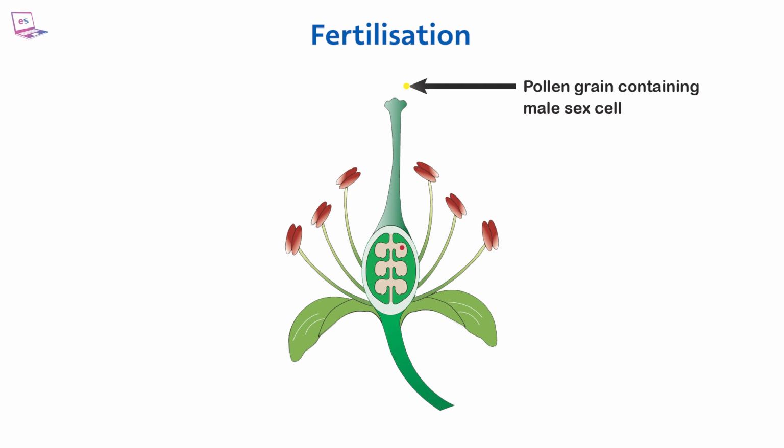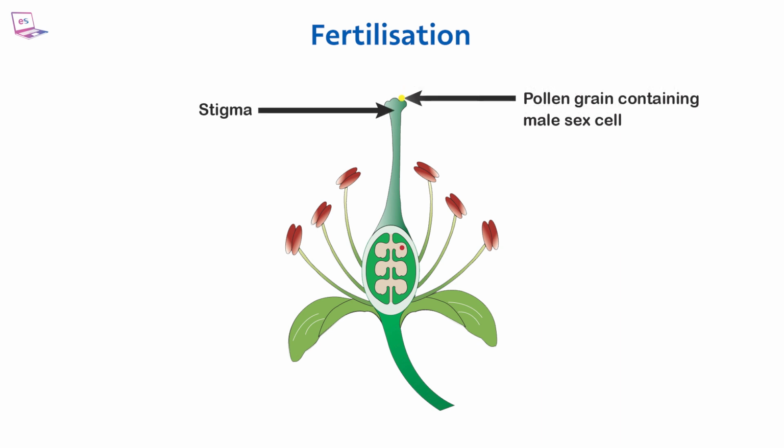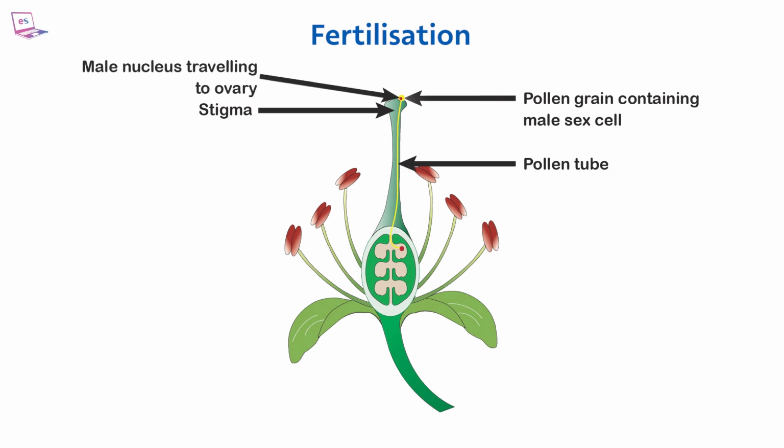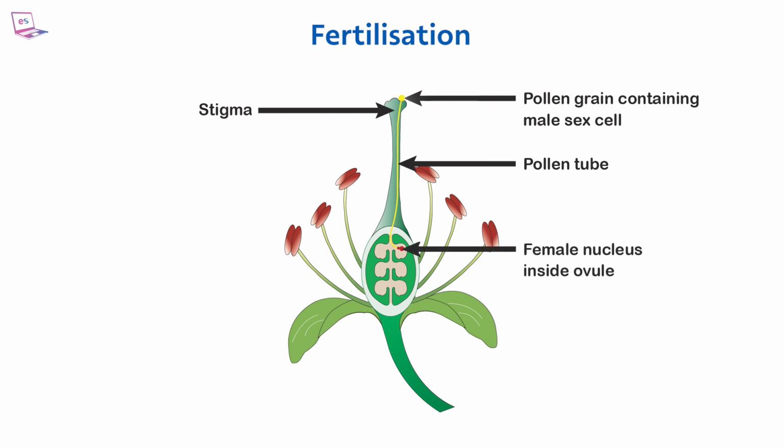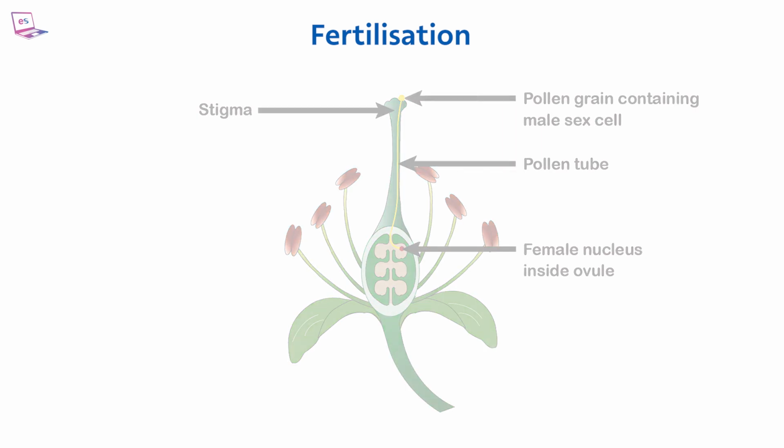next generation of plants. When the pollen grain lands on the stigma, the sticky fluid on the stigma stimulates the pollen grain to burst open and develop a pollen tube. Then, the nucleus from the pollen grain moves down in the tube and travels through the style to the ovary to join the female nucleus inside the ovule. Fertilization occurs when the two nuclei join together.